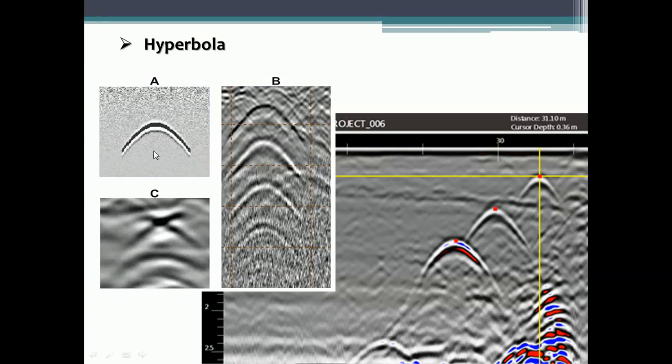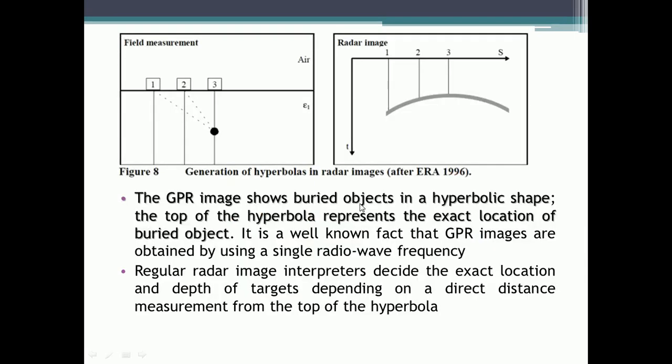So usually it is shown in a hyperbolic shape. Whenever any object comes in contact with that wave, a hyperbolic image is formed, and the tip of the hyperbola indicates the exact location of that object. So you can observe here that GPR images show the buried objects in a hyperbolic shape, and the top of the hyperbola represents the exact location of the object.